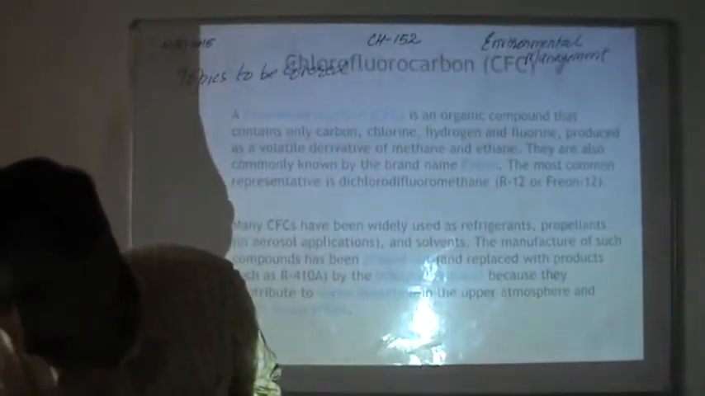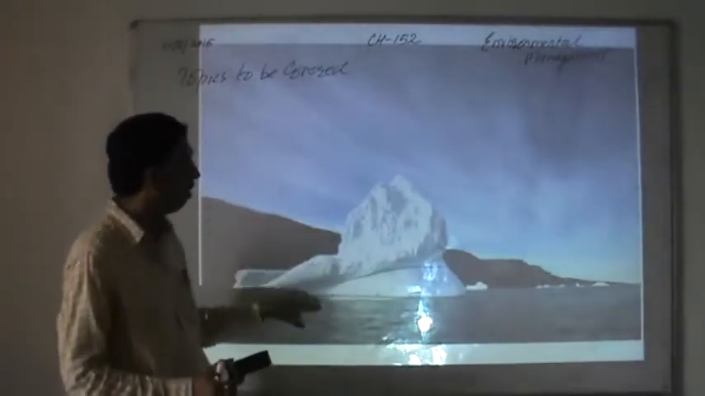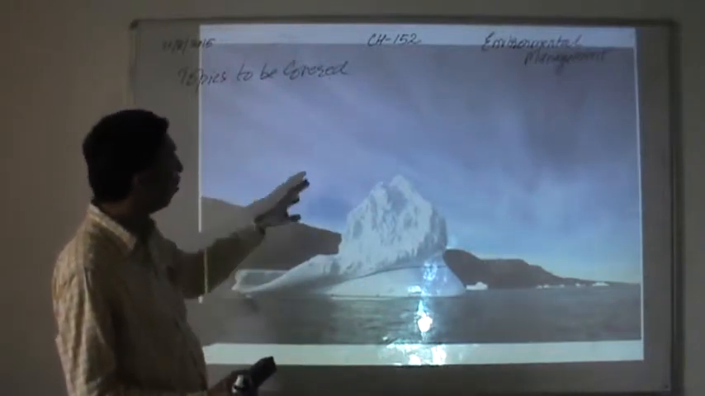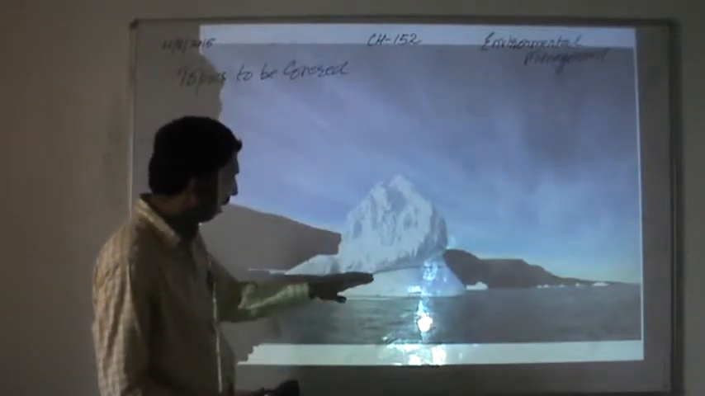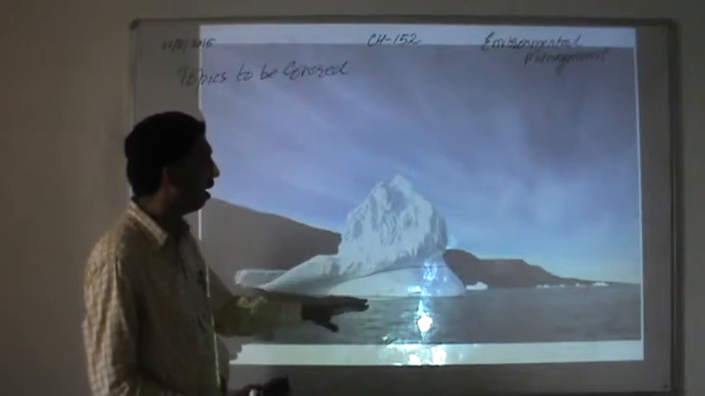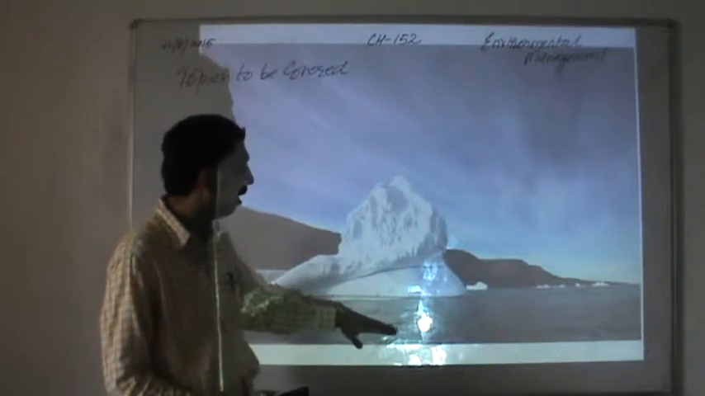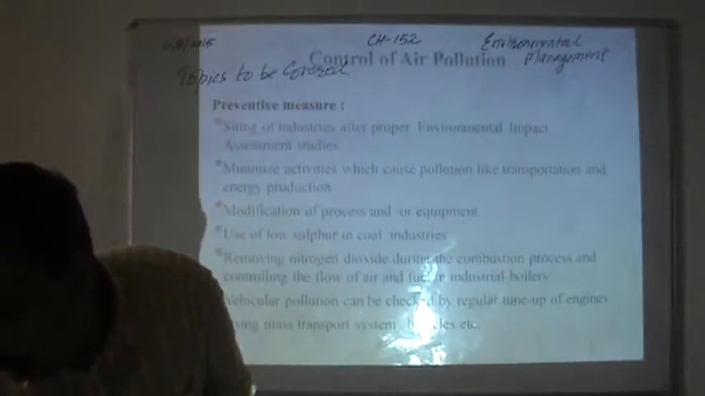This was something related to the greenhouse effect, and this slide shows one of the glaciers which was very high and very big, but due to the increase in the temperature of the earth, this glacier is melting day by day, and ultimately the animal life and plant life acquainted with this environment is certainly affected. The sea level is also increasing due to melting of these glaciers. This is one of the major problems due to global warming.